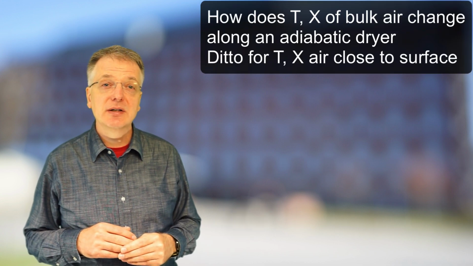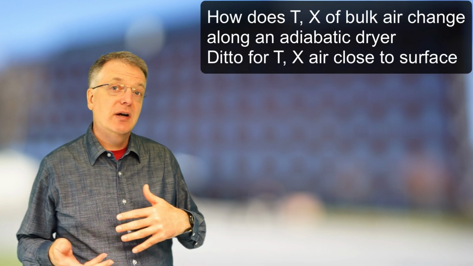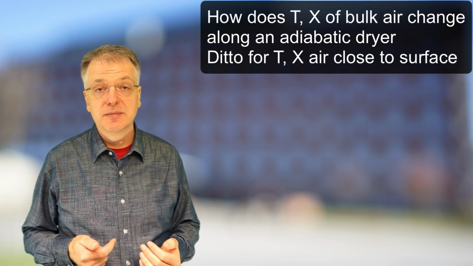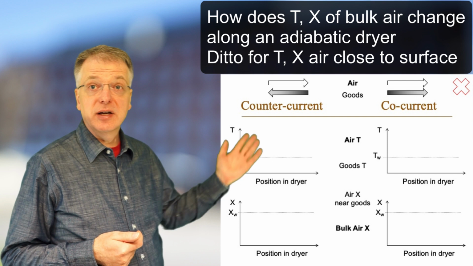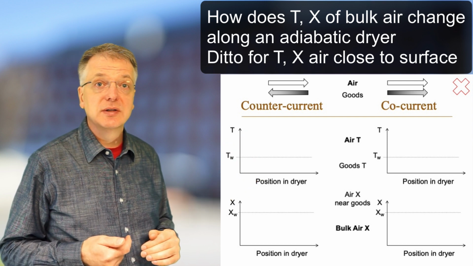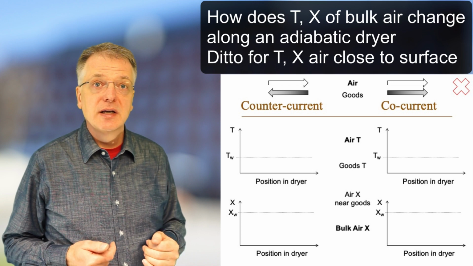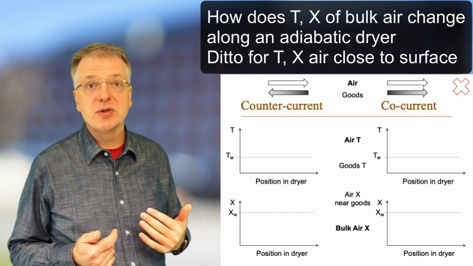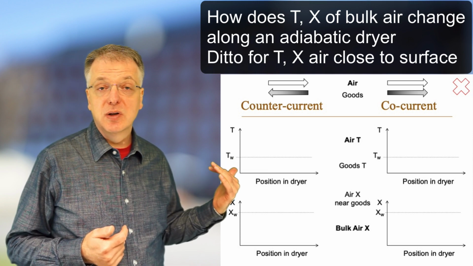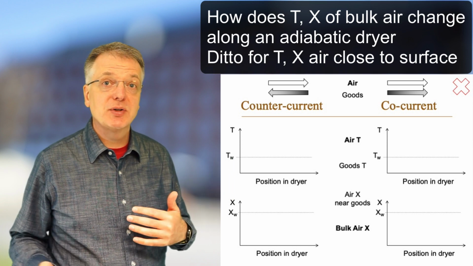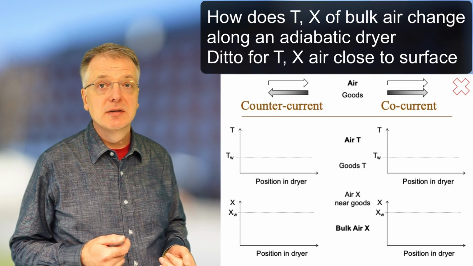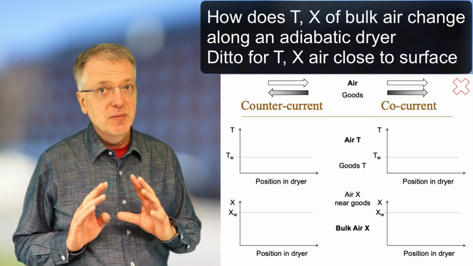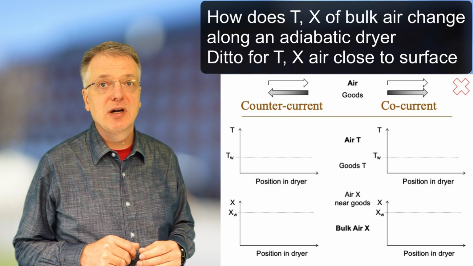So let us now test your understanding of drying. How do the conditions in the bulk air change along an adiabatic dryer? And how do the conditions of the air close to the surface of the drying goods change? In these diagrams for countercurrent and co-current dryers, draw the bulk air as thick lines and the air close to the surface as thin lines. Use T_W to denote the wet temperature of the incoming bulk air and X_W to denote the water content of an air with that wet temperature and a relative humidity of 100%. I'm not surprised if you find this difficult, but please pause here and see what you can figure out yourself.